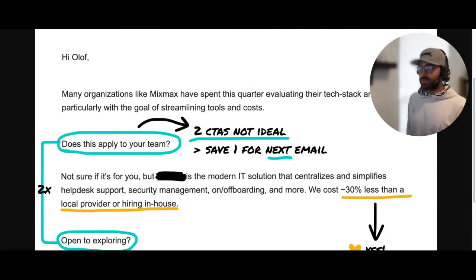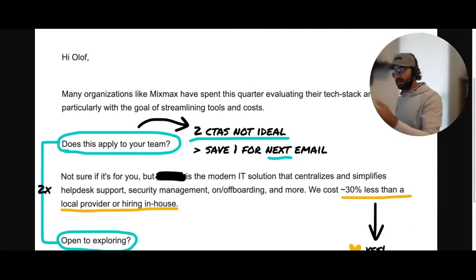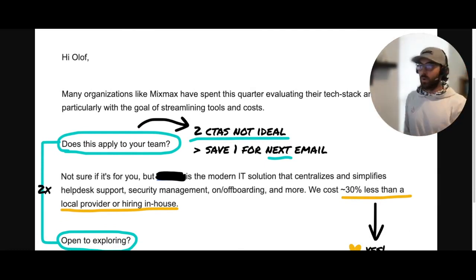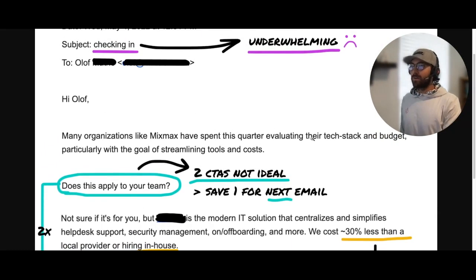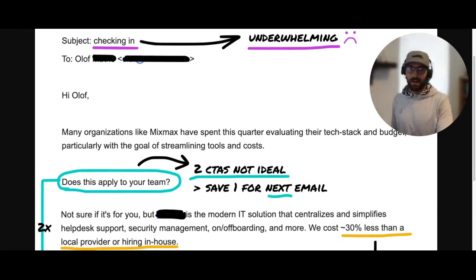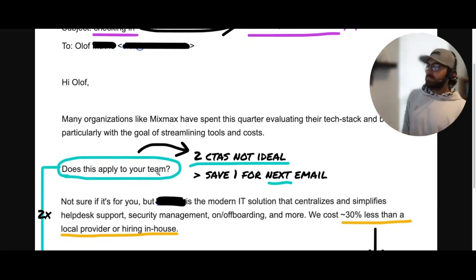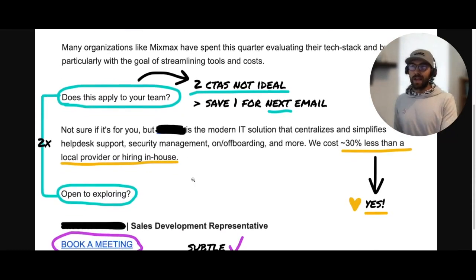Overall, I love the first line. It gets right into it: organizations like yours are going through quarter end right now, and they're trying to evaluate their tech stack and save money. Essentially, love it. Everyone's doing that. We're doing that. But the one thing I do see is there are a lot of calls to action here.